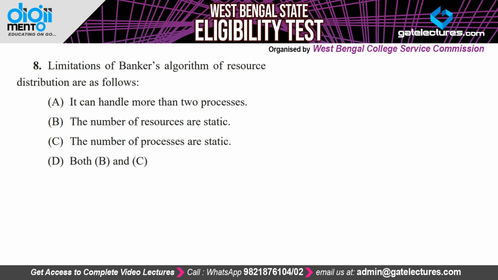Option number A, it can handle more than 2 processes. Option number B, number of resources are static. Option number C, number of processes are static. And option D, both B and C. So let us read out something about Banker's algorithm.